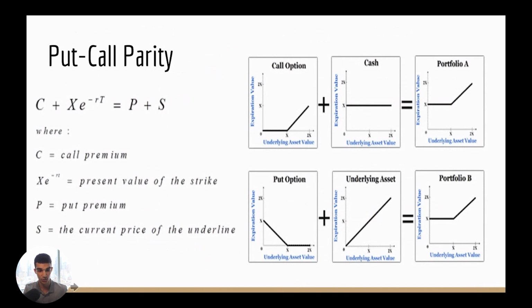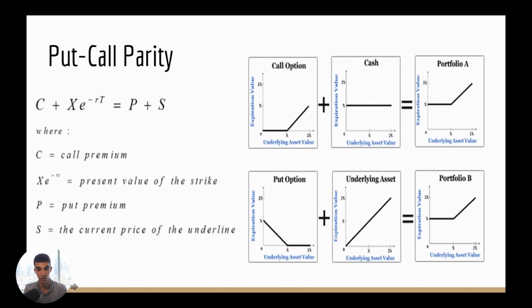This side of the equation is shown in this diagram here, which is portfolio A. So we are buying a call option, so we buy this payoff here. And since we borrowed X amount of money, which is the strike, we start with cash. So when we add the call option to the initial cash from the borrowed funds, we get this payoff here, which is portfolio A, which is this part of the equation.